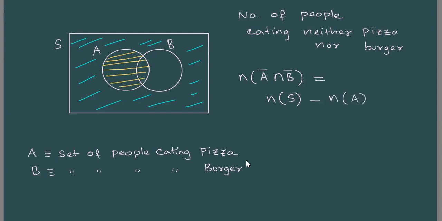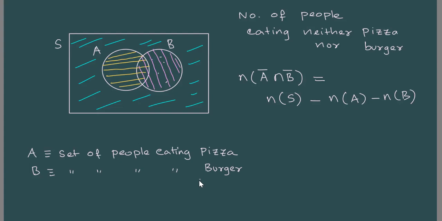But I'll have to remove this space also, right? This space to get that blue shaded region. So then what I will do is I will remove these guys also, the number of people eating burger. But do you see there is a problem, right? When I do this, the number of people who are eating both pizza and burger, I've already removed, right? But if I remove the number of people eating burger, that means I have removed that intersection number twice. Do you see that?